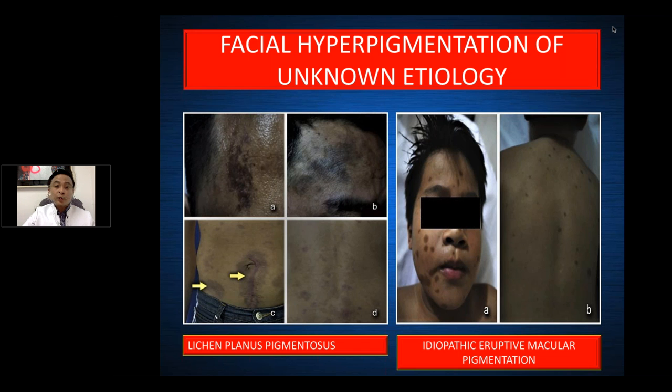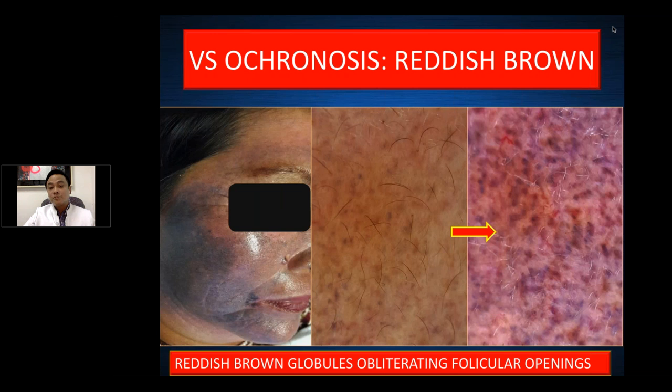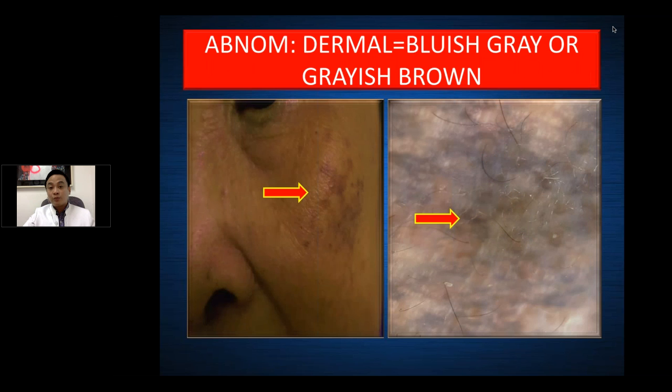Now we are very lucky to have gadgets which help us to make a definite diagnosis whether pigmented lesions are located in the epidermis or the dermis. If the color is brown, we're usually dealing with epidermal lesions. For example, in melasma, we see a reticulate brown pigmentation. In acquired nevus of Ota-like macules, we see reddish-brown vermiculate structures which obliterate follicular openings. This condition is very common among Asians, in Filipinos, Koreans, and Chinese.